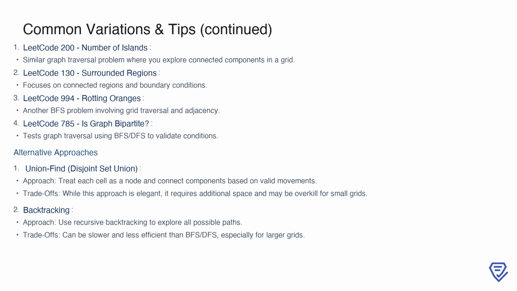Apart from these, there are alternative approaches you could explore for this problem. One is the union find algorithm, where each cell is treated as a node, and valid movements connect components. While elegant, this method requires additional space and might be overkill for smaller grids. Another option is backtracking, which recursively explores all possible paths. However, backtracking is often slower and less efficient than BFS or DFS, especially for larger grids.